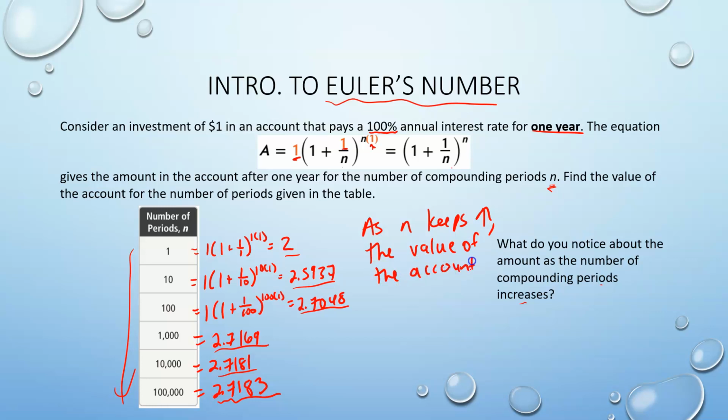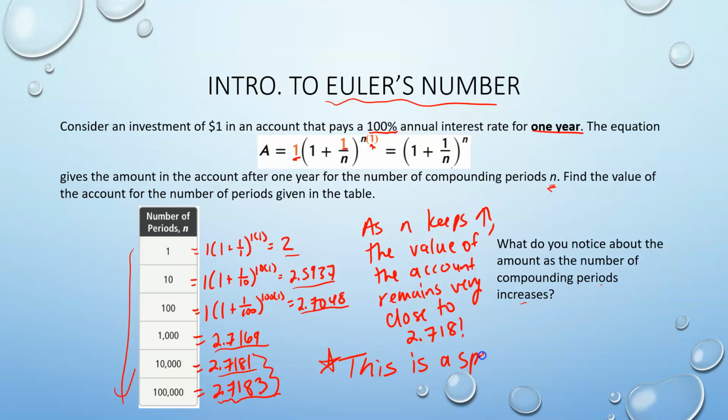The value of the amount remains very close to 2.718. Okay, so both of these actually were 2.718 if I rounded. Okay, that's not a coincidence. The reason that that happens is because it's actually a special number. It's kind of like pi. It's a special number called the natural base.